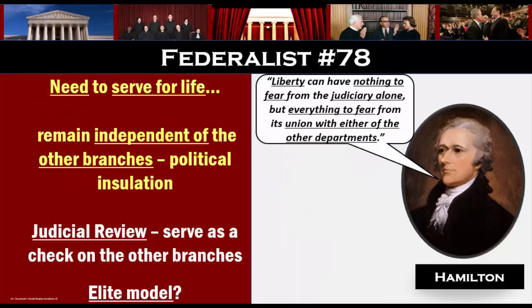He also discussed the importance of lifetime tenure, as this would provide the court with political insulation from the other branches and the people, because they would not have to run for elections.